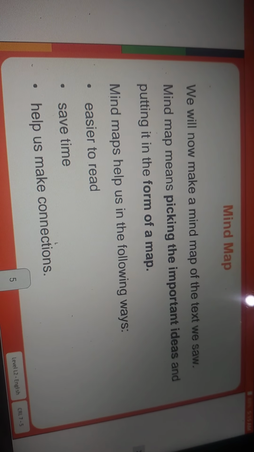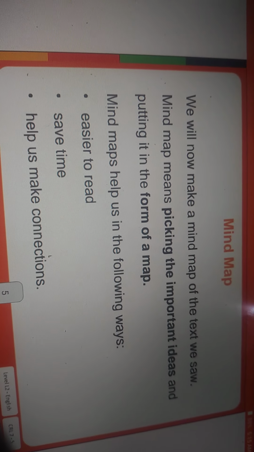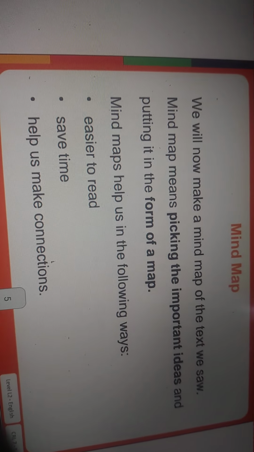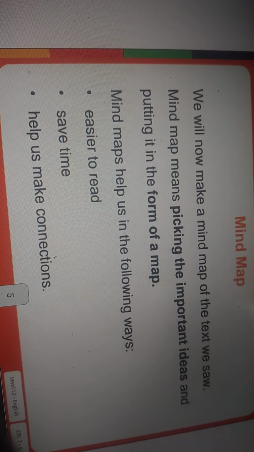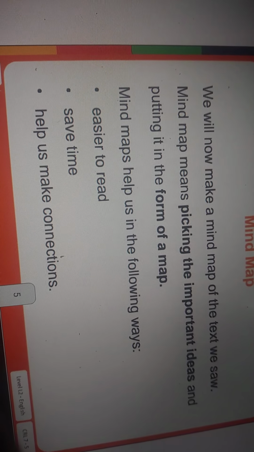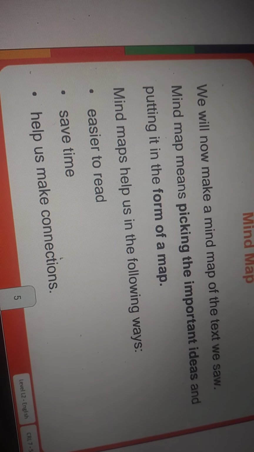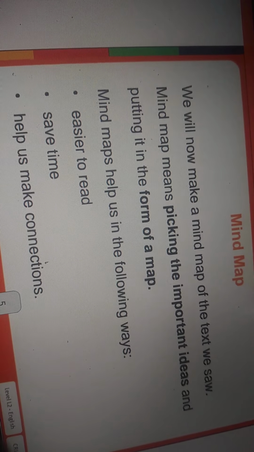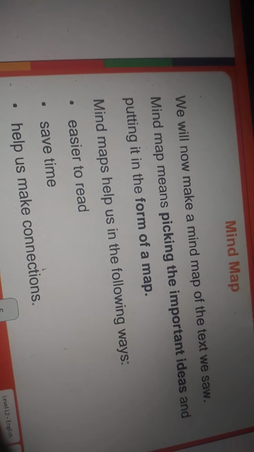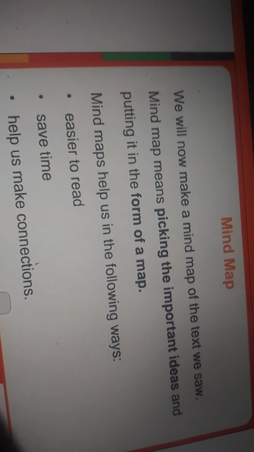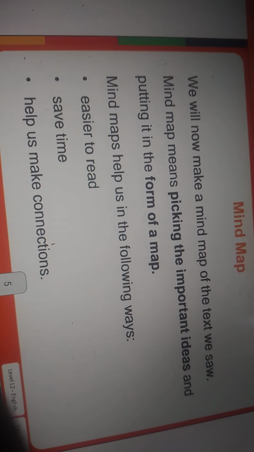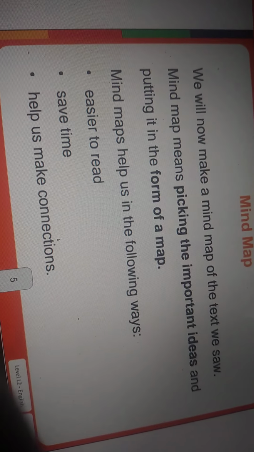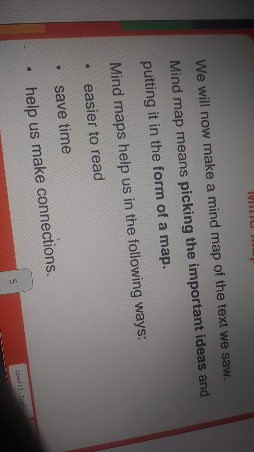So for this one you want to give a mind map, children. So we will now make a mind map of the text. So first learn what a mind map is. It is to show the main idea of the content by forming a map or design. So how does a mind map help? It is easier to read, it saves time, and it helps us make connections among the story, children.